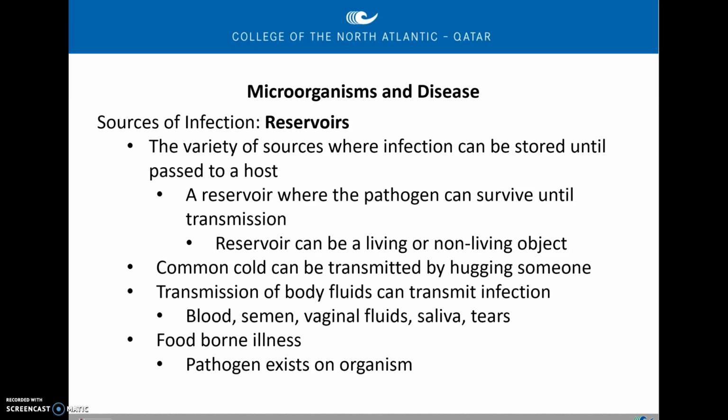People can be reservoirs, for example, and how they're transmitted. If we look at the common cold, it's very easily transmitted by hugging someone, casual contact. You can also have transmissions of diseases or sources of infection from bodily fluids: blood, semen, vaginal fluids, saliva, tears. These things can all be transmitted from a reservoir, from a place where the bacteria or the pathogen lives, to a host through all of these types of things and interactions.